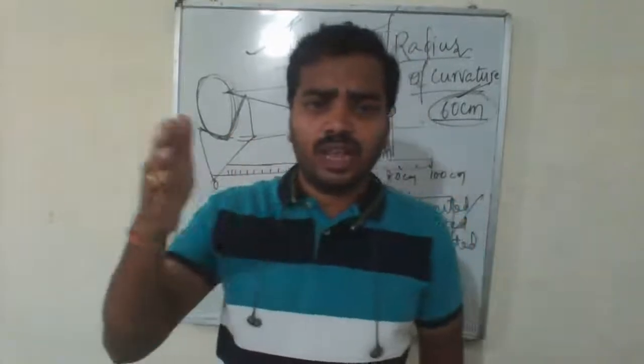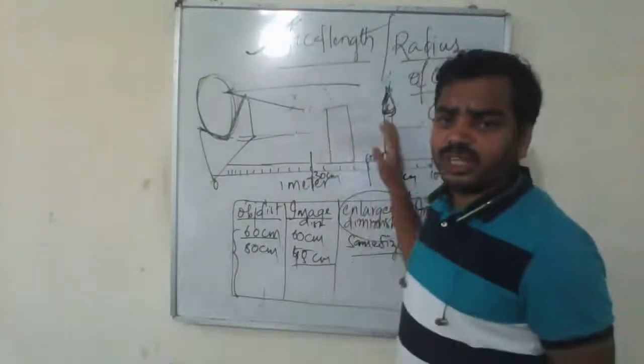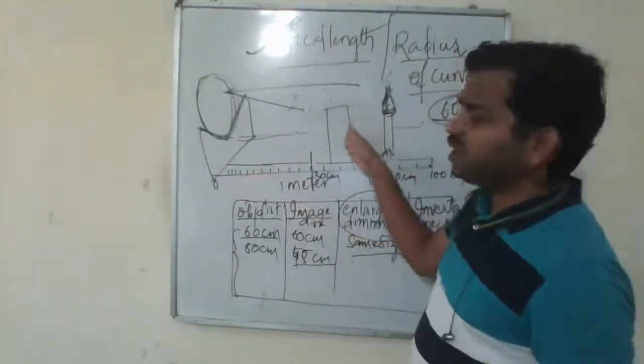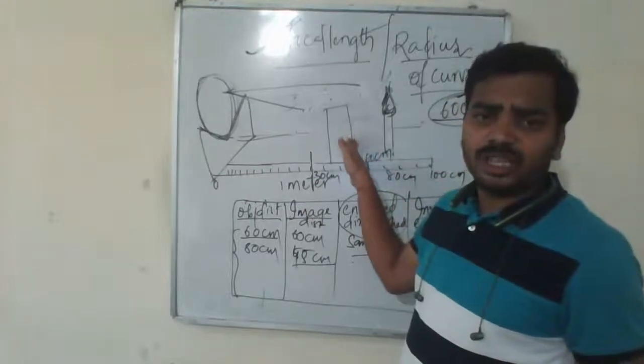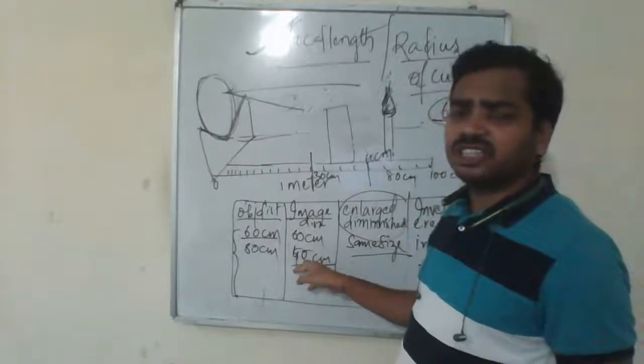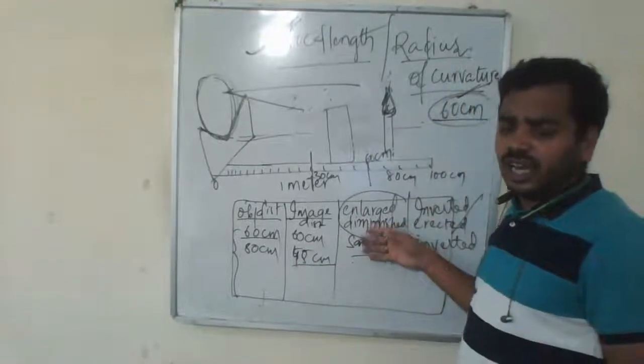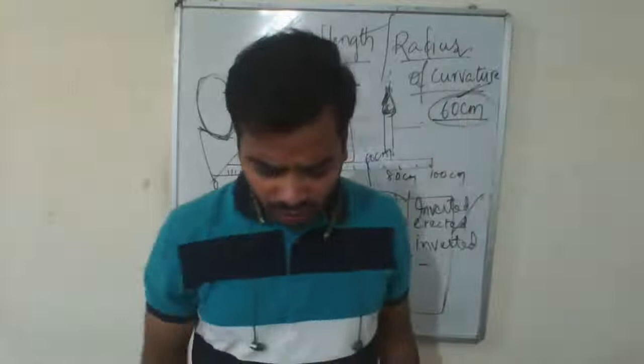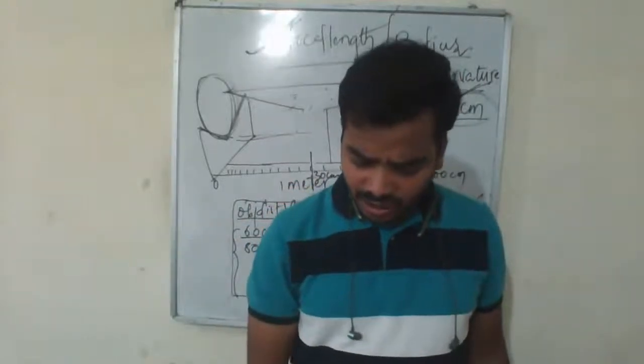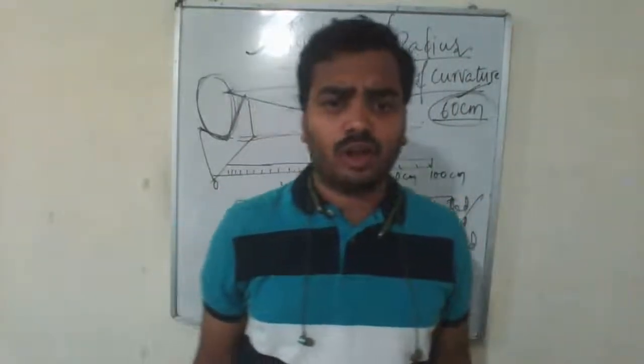You have to keep moving the screen. First of all, the object distance is known to you, and wherever the screen is kept and the sharp image is obtained, that is considered to be the image distance. You know whether it is inverted or erect, and whether it is enlarged or diminished. You know the nature of the images, and it is given in your textbook as a table. Try to follow that.